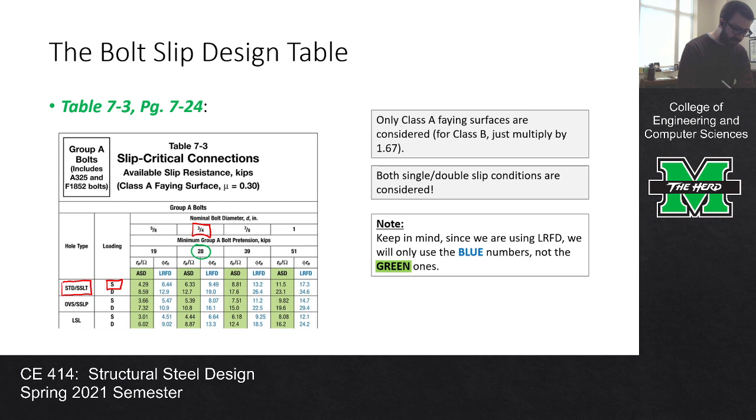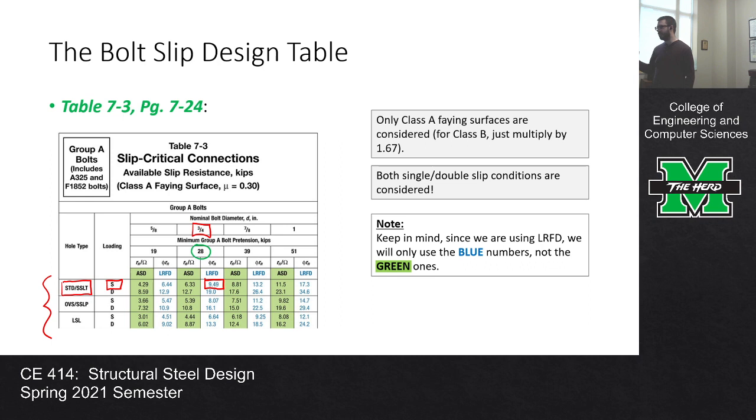But also what matters, 9.49 kips per bolt. So it tells you everything that you need right there. Now, we're only using the blue numbers, not the green ones, because we're using LRFD here. So make sure that you're clear on that. So we use 9.49. We get it right there. Now, what's going on over here on the left? It's about whether we're dealing with a standard hole, an oversized hole, or a slotted hole. And the SSLT and SSLP, it's whether we have a short slotted or long slotted. So short slotted, loaded transverse, or short slotted, loaded parallel. It's just the loading direction. But it doesn't really matter for us, because more often than not we're going to be working with standard size holes anyway. So we just go with the first row and then single slip, and so on.